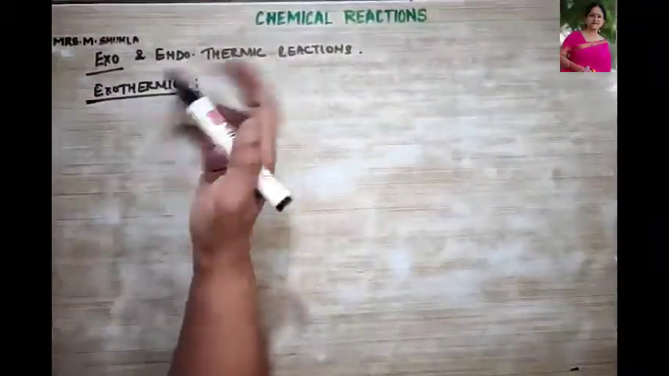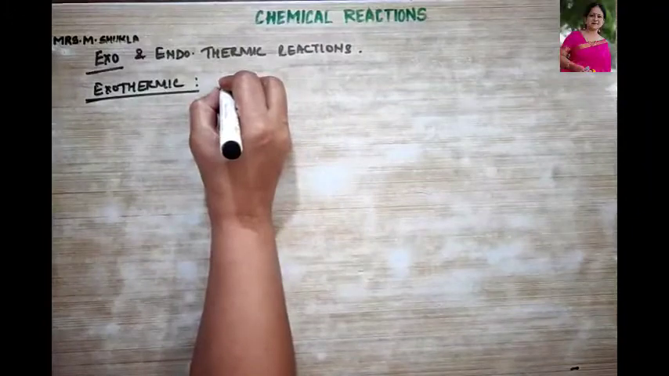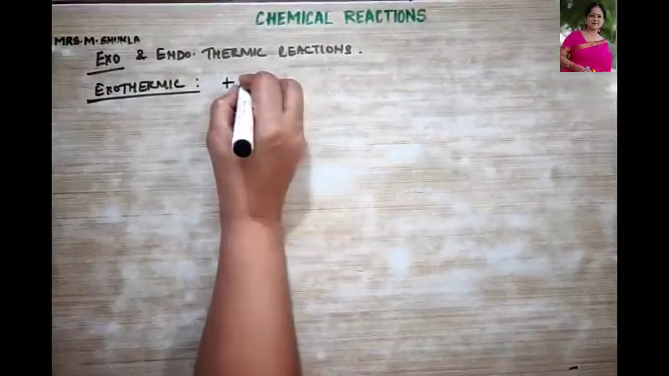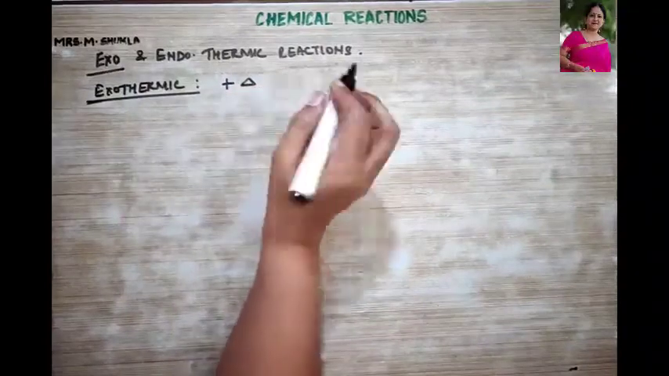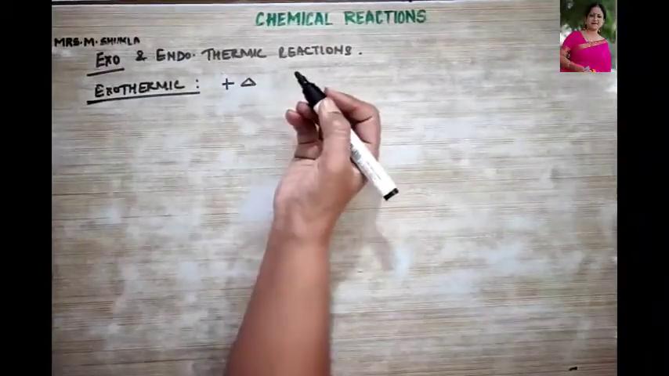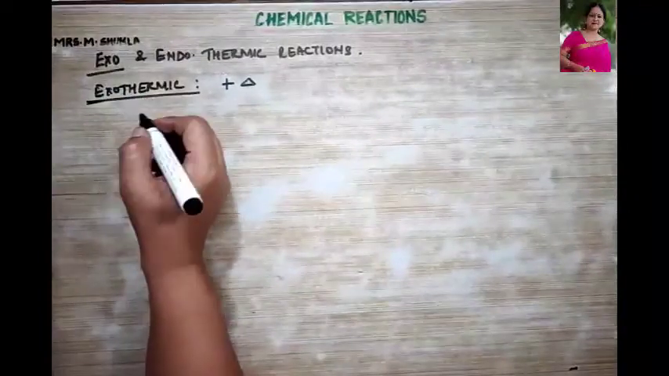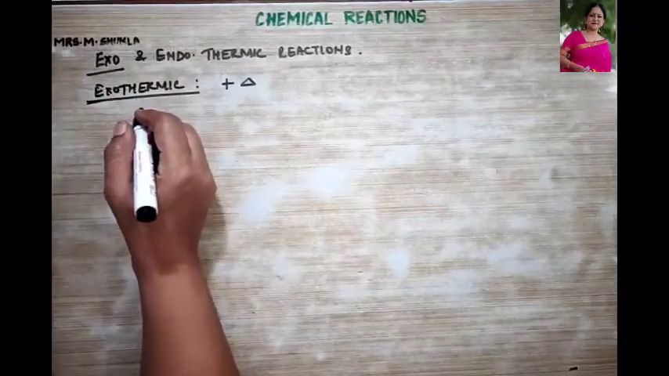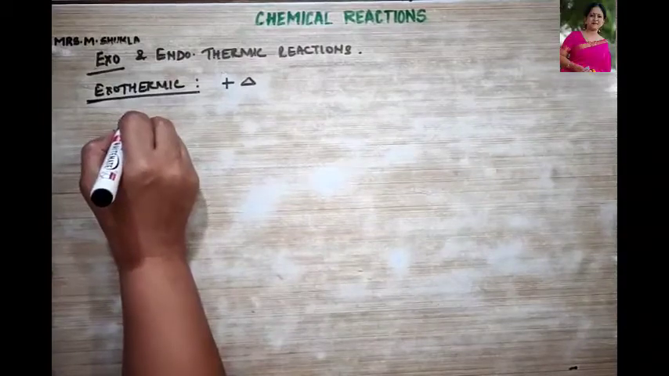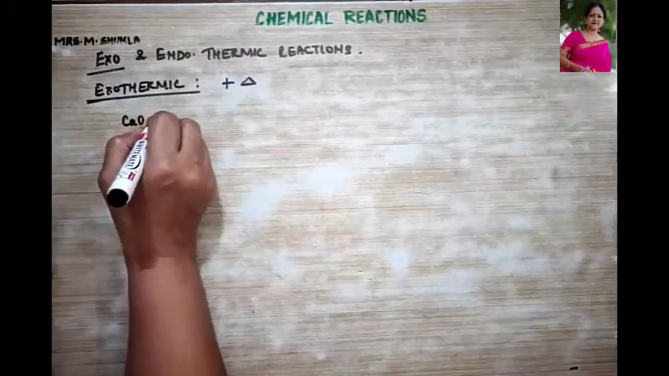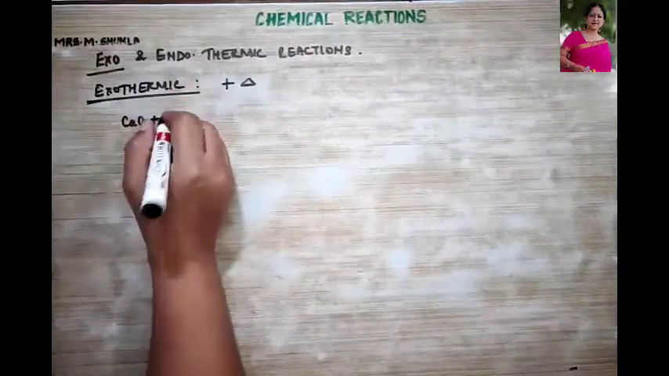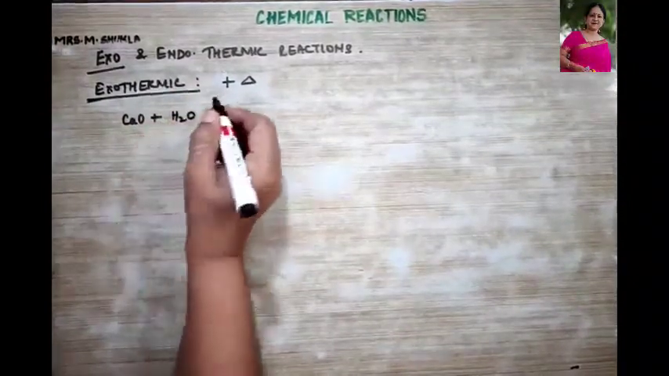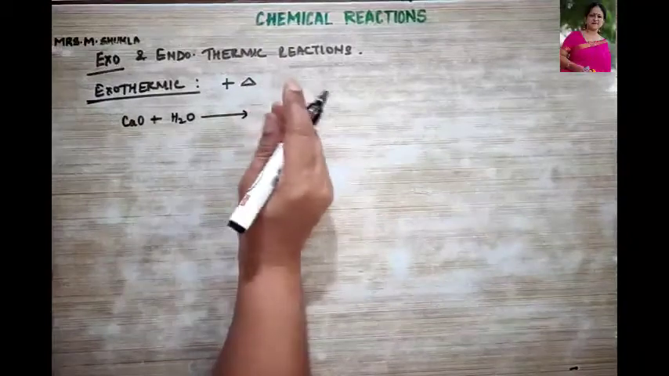Exothermic means released, given out. Also mentioned in the reactions as plus, and a triangle is made. Plus means heat is given out and the triangle is the sign of the heat. So let us talk about some of the examples over here. Like for example, calcium oxide, CaO, when it is placed in a beaker containing some water, so what will happen? Lot of heat is given out.